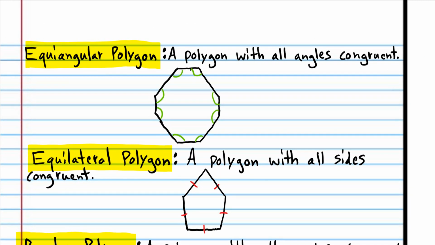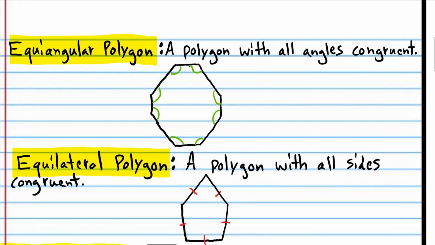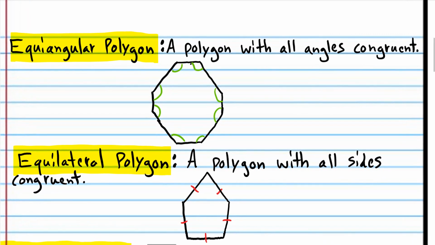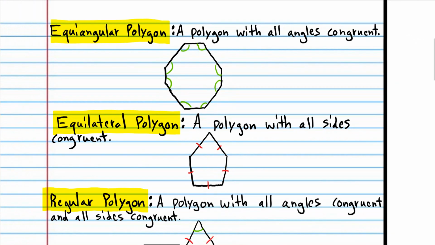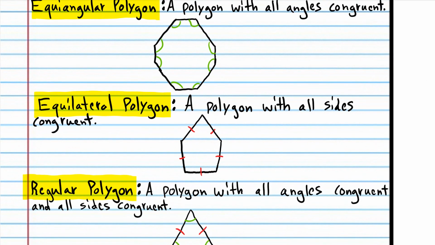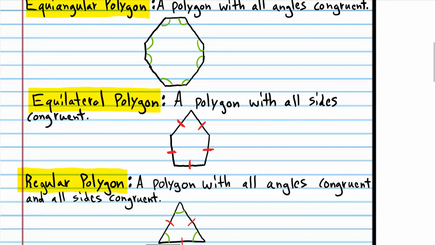Now an equiangular polygon is a polygon with all angle measures equal. The angles are all congruent. So these green arcs signify that all those angles are congruent. They have the same measure. An equilateral polygon is a polygon with all sides congruent. So these red marks signify that all the sides of that polygon are congruent, meaning they have the same length.